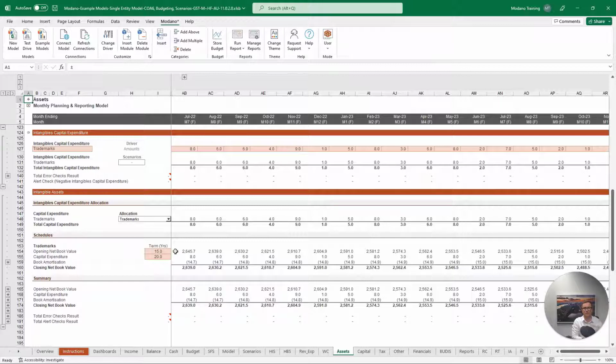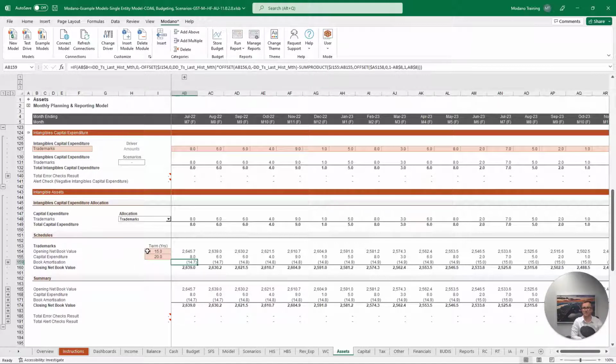Similar to what we covered in our fixed assets video, our intangible assets brings in our intangibles capital expenditure forecasts into the top of our analysis, where we then handle the allocation of the intangibles capital expenditure items into our fixed asset categories. In the case of our trademarks intangible asset, we have our opening balance of 2645.7 being increased by our capital expenditure forecast at 8.0, being decreased by our book amortization that we've calculated to give us our closing net book value of 2639. Our book amortization writes down the value of our intangible asset over its useful life.